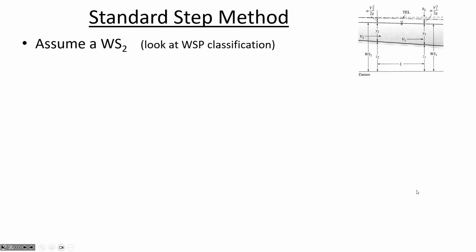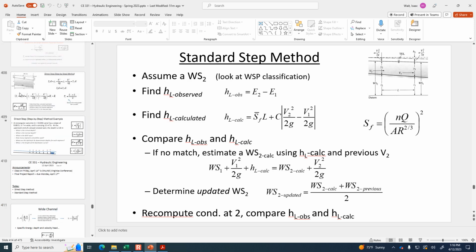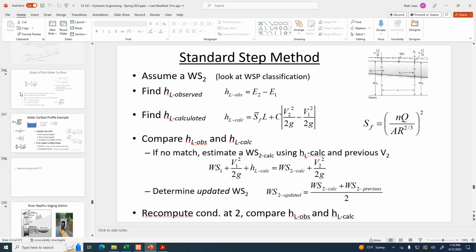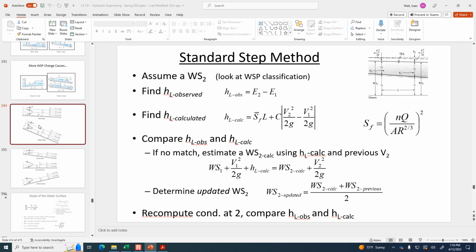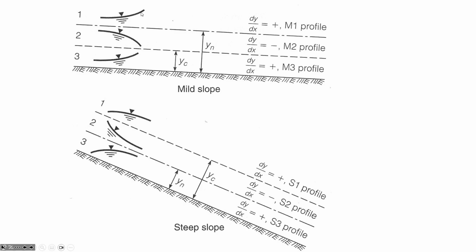This approach that's built in the spreadsheet I'm going to show you in a minute is you're going to assume some water surface elevation at location 2, which is where you're trying to predict it. And sometimes your guess can be guided by what kind of a water surface profile you have. Do you remember that we talked about M1, M2, M3, those kinds of profiles? Well, those kinds of profiles can tell you if the water is getting deeper or shallower as you go upstream or downstream.